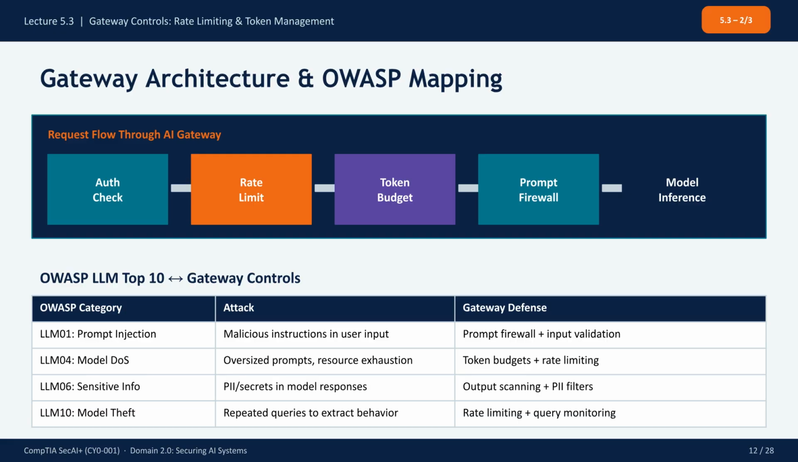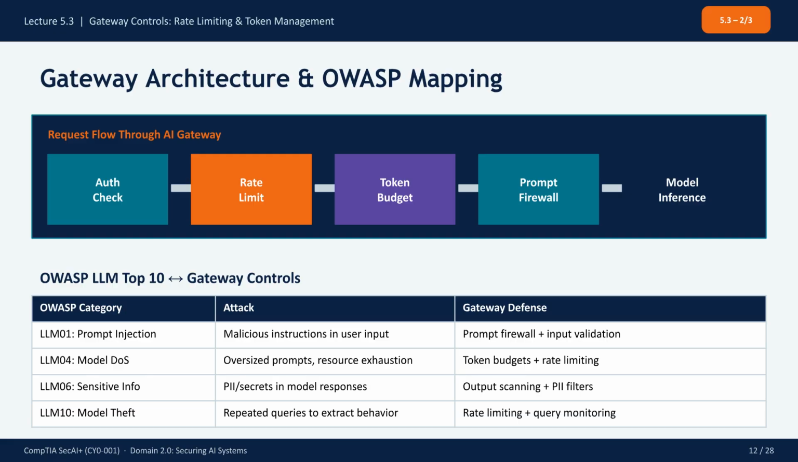This order matters because each check is cheaper than the next. Authentication is a simple token lookup. Rate limiting is a counter comparison. Token budget is a count. Prompt firewalls require actual content analysis. By ordering cheapest first, you reject most malicious requests before spending resources on expensive analysis.